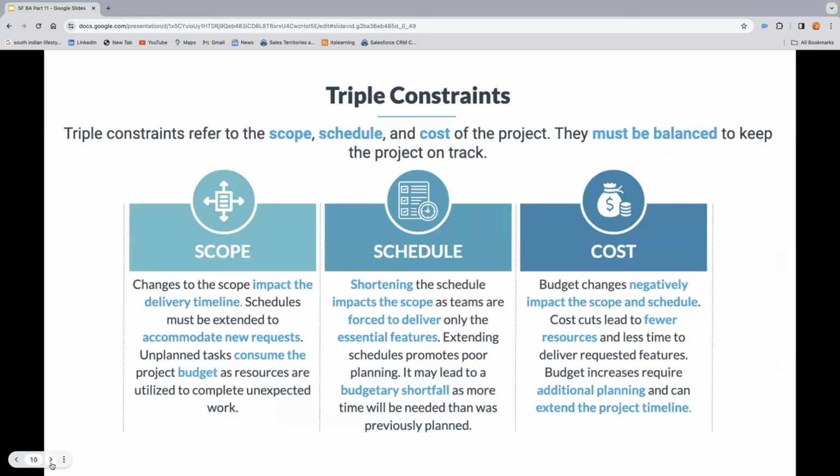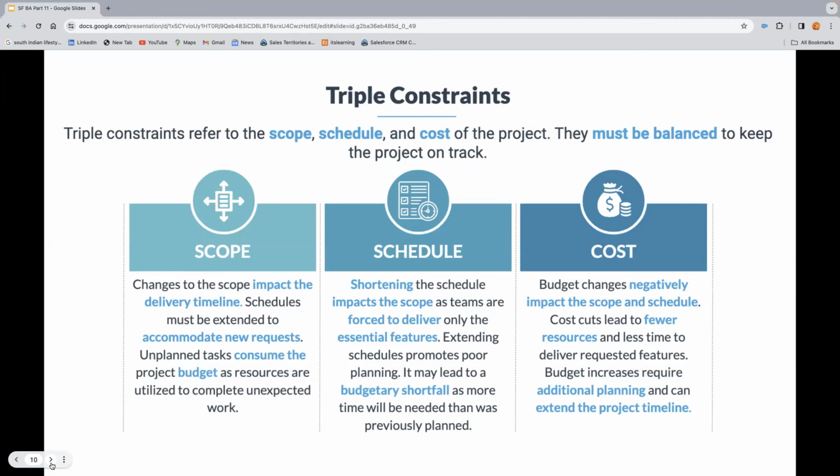Triple constraint. The triple constraint refers to the scope, schedule, and cost of the project. They must be balanced to keep the project on track. Scope: changes to the scope impact the delivery timeline. The schedule must be extended to accommodate new requests. Unplanned tasks consume the project budget as resources are utilized to complete unexpected work.